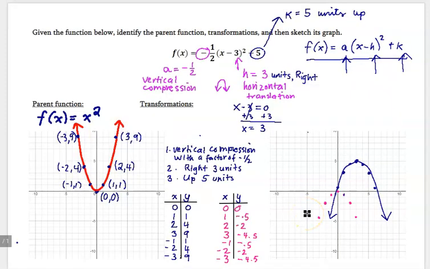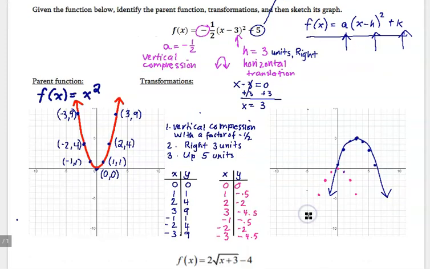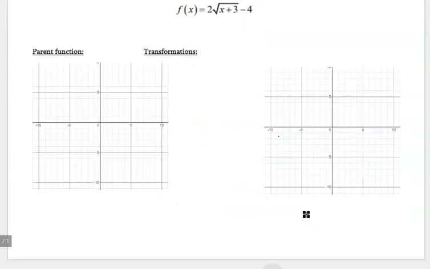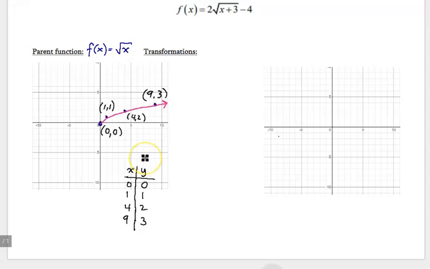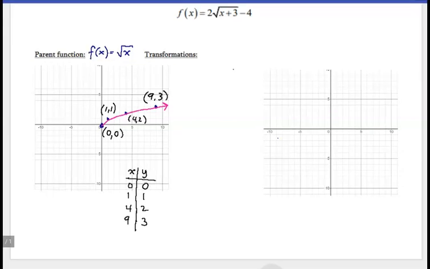And now let's have another example, and this time the square root function. The square root function given is f of x equals 2 times the square root of x plus 3 minus 4. Here we know that the parent function is going to be f of x equals the square root of x. And then identifying the graph of our parent function with some key points (0, 0), (1, 1), (4, 2), and (9, 3). Now we are ready to identify the transformations of our given function.